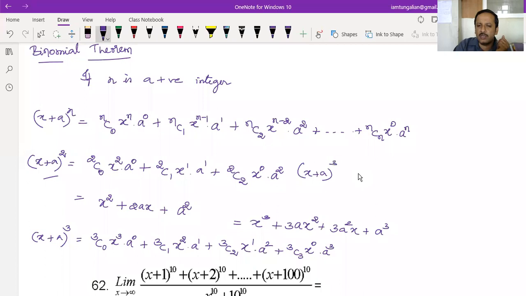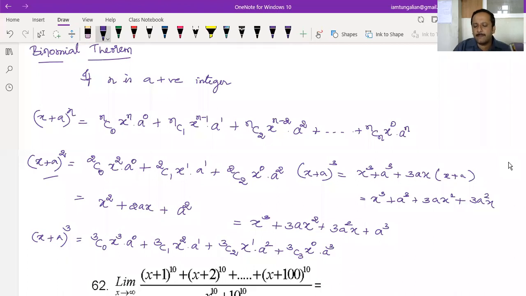This is what you get if you expand (x plus a) whole cube by using the formula (a plus b) whole cube. By using (a plus b) whole cube, if you expand this, what are we going to get? a cube plus b cube plus 3ab into (a plus b). So this on simplification will give you x cube plus a cube plus 3ax square plus 3a square x. Okay, so same thing you have.